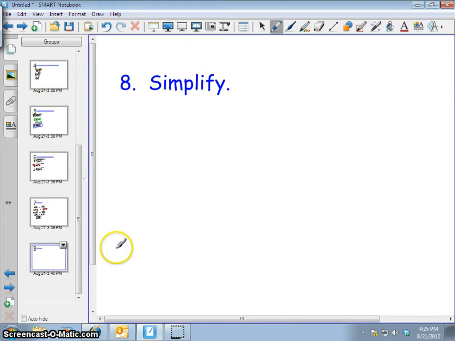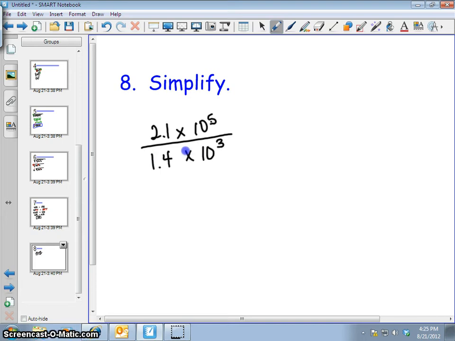And our last one, number 8. The numerator is 2.1 times 10 to the 5th power, divided by 1.4 times 10 to the 3rd power. All of that is in parentheses squared.